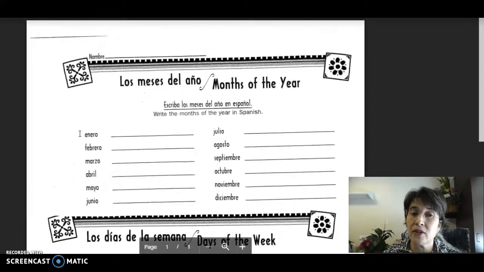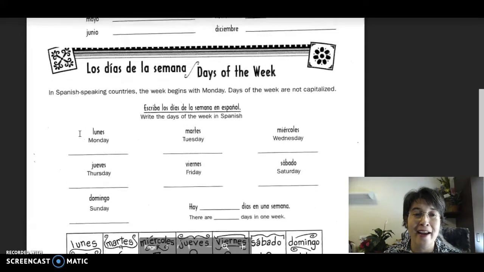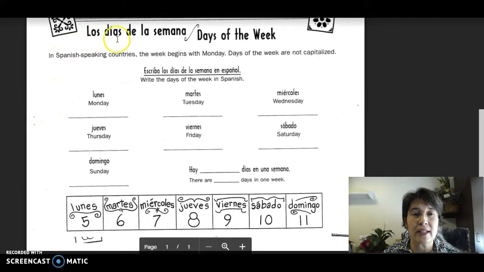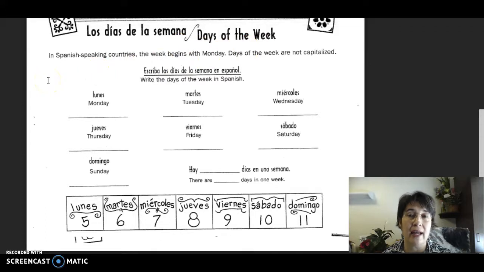The days of the week are a little trickier because there are no cognates. You just got to memorize them. So our days of the week are listed here. This translation here, los días de la semana, means days of the week. And in Spanish-speaking countries, the week begins with Monday, and the days of the week are not capitalized. So you don't have to capitalize them for our purposes. If you did capitalize them, I wouldn't count it wrong or anything, but just be aware that you don't have to. Again, those blank lines are not for you to write the word in English. Your English is fine. It's the Spanish that we want you to practice.